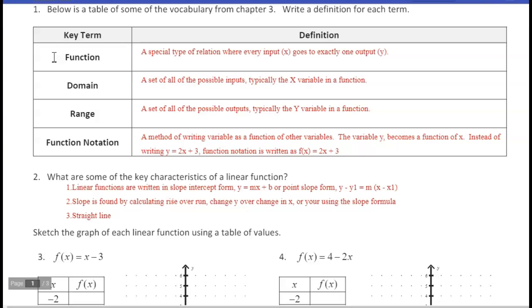So if I took this a little further, real quick, if you wanted to find when x equals, we'll say 4, you would do f of 4 equals 2 times 4 plus 3. So then that could give us an answer of 11. Okay, and you would also see that possibly written as f of 4 equals 11.